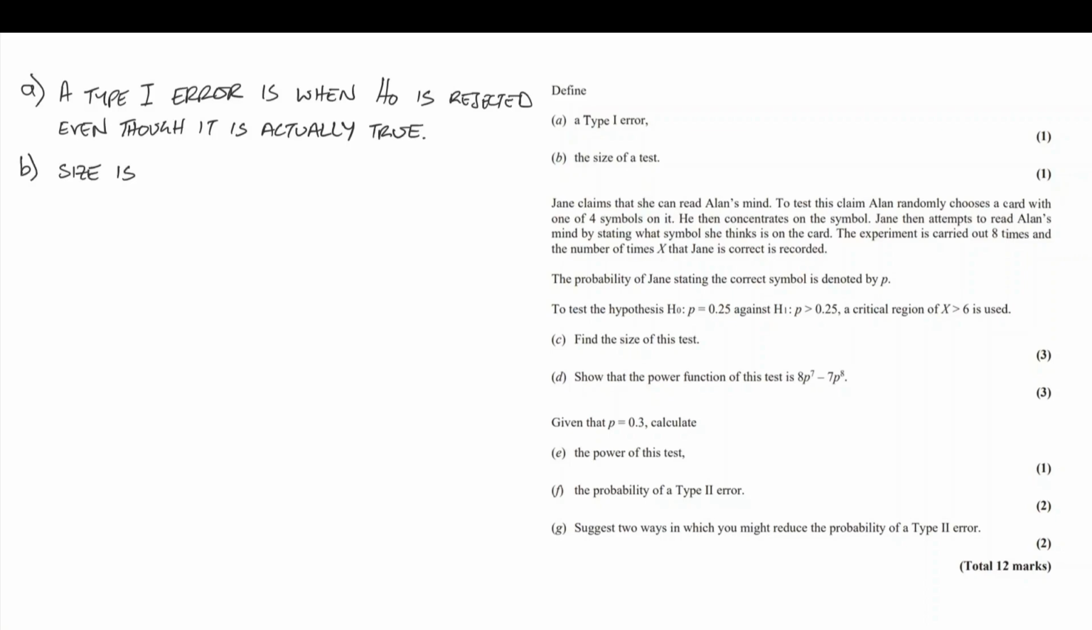Well, the size is just the probability of this happening. So the size of a test is the probability of a type 1 error.